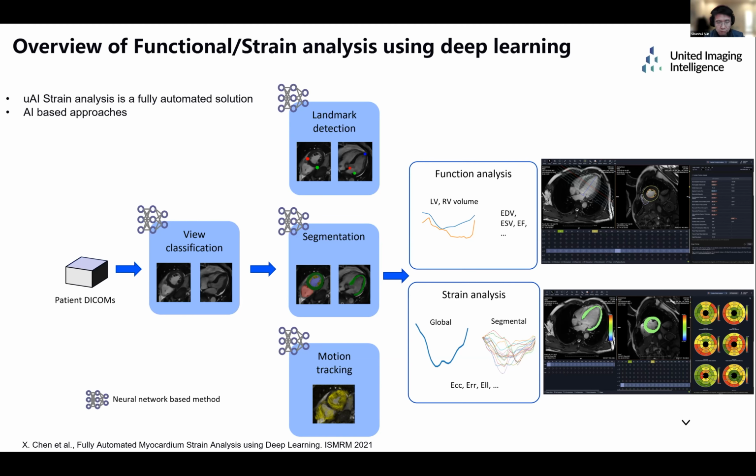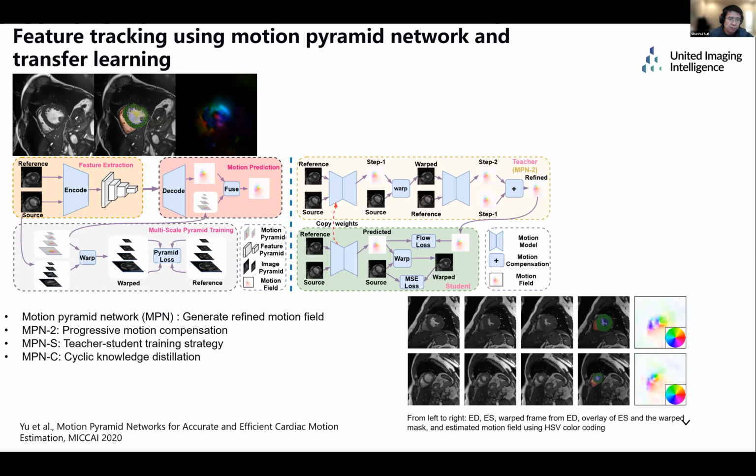Next, I will explain how we use deep learning to solve the motion analysis problem. We came up with the motion pyramid network, and we also utilize transfer learning to improve the performance. Basically, our network estimates the motion field at different scales, and then we combine those scales in the last neural network layer, and then we get a more accurate result.